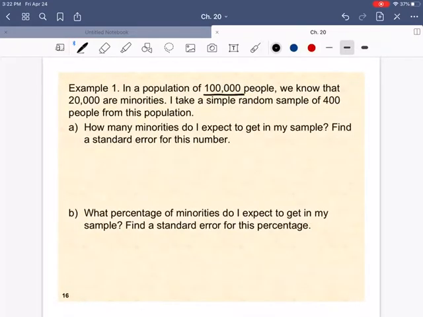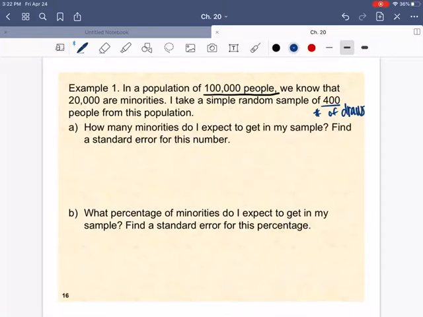In a population of 100,000 people, so there's our number of draws, we know that 20,000 are minorities. I take a simple random sample of 400. Oh, I'm sorry, that's not the number of draws. The 100,000 is the population size. The number of draws is a sample size of 400. So this is number of draws.